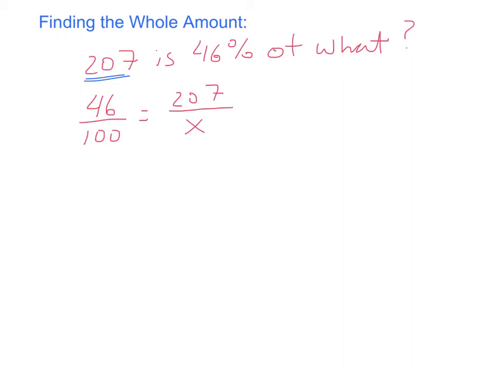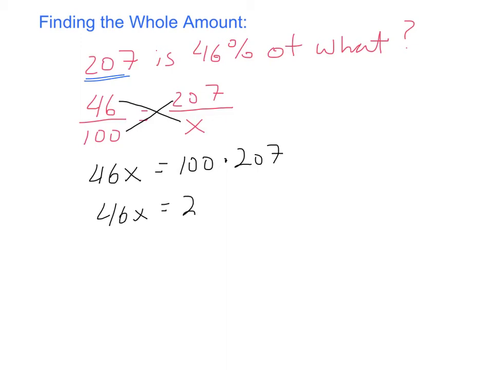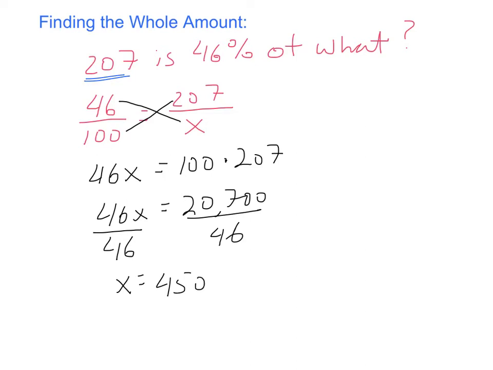Now I'm going to use the cross products. 46 times x is 46x equal to 100 times 207. So 46x is equal to 20,700. Now I'm going to divide both sides by 46, and x is equal to 450. So 207 is 46% of 450.